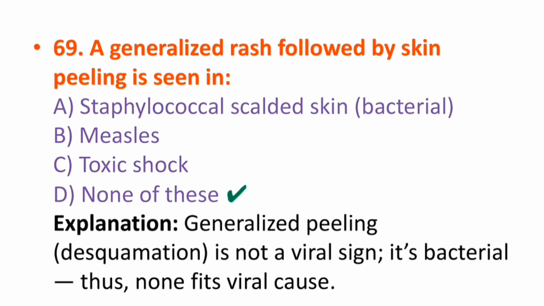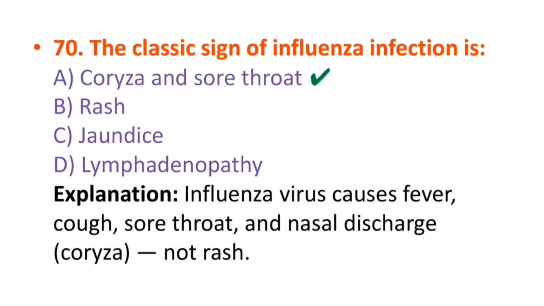Epstein-Barr virus. A generalized rash followed by skin peeling is seen in: option A, staphylococcal scalded skin; option B, measles; option C, toxic shock; option D, none of these. The correct answer is option D, none of these. Generalized peeling, desquamation, is not viral, it is bacterial, thus it does not fit viral causes.